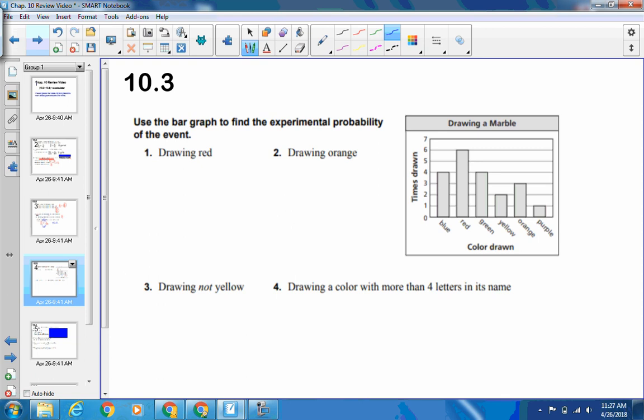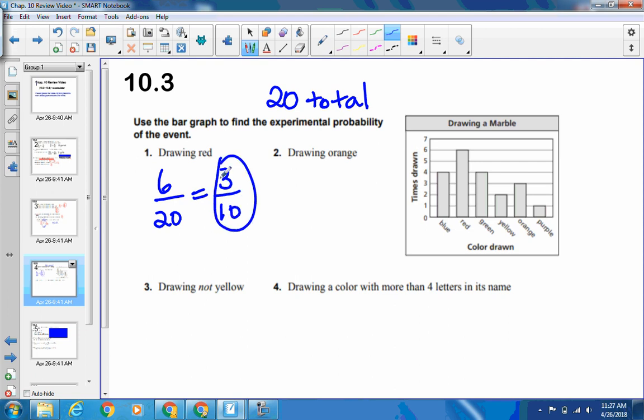Okay, also in 10.3, we looked at a lot of bar graphs and the like. So the first thing you want to do is see how many total that is. In this case, it's colors, and I add them up, and I have 20 total. I hope you got the same. So out of the 20 total, there's 6 that are red, so 6 out of 20. We're going to simplify that to 3 out of 10. And drawing an orange, there's 3 out of 20, and that is all we can do there.